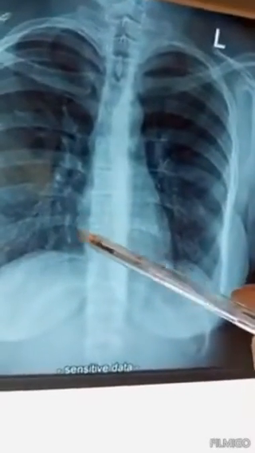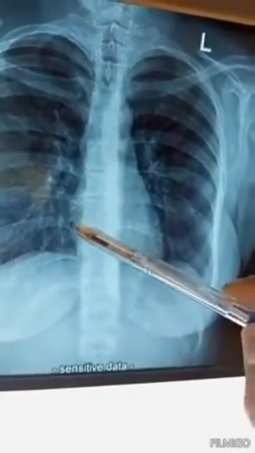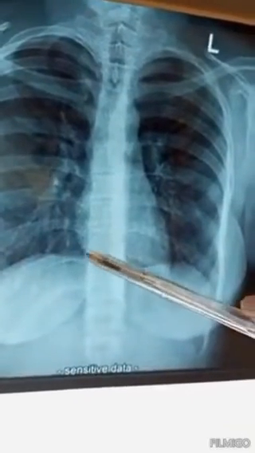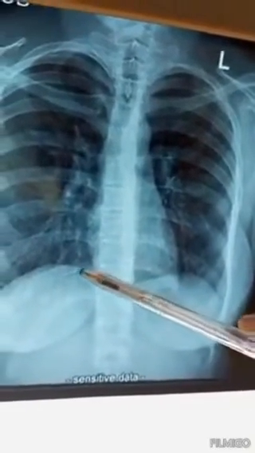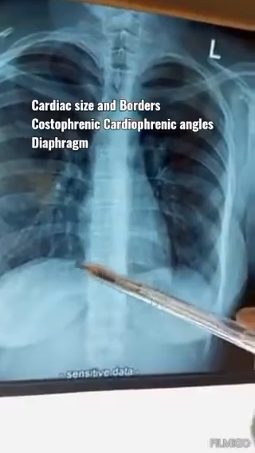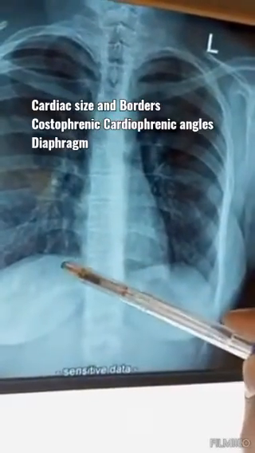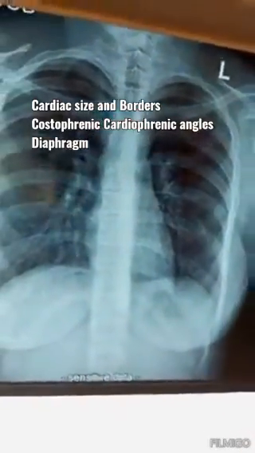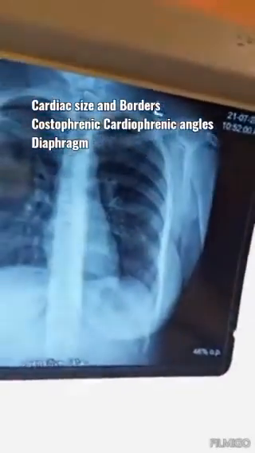And this is a cardiophrenic angle. This is the right ventricle of the heart, with the right dome of the diaphragm. So this is the cardiophrenic angle, and it is also clear, right? So it is also clear.